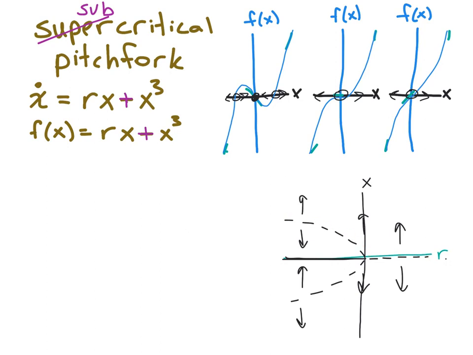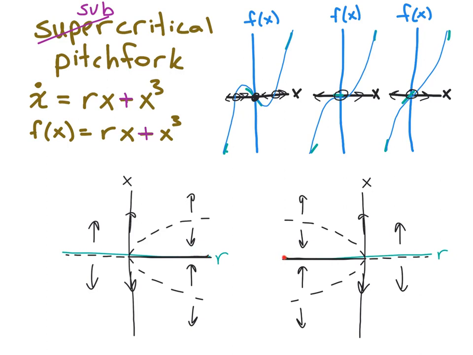What's different now is that previously, when we had a minus sign, the new states were born in this direction and they were born stable. Now, with the plus sign, the new states are being born in this direction and they're being born unstable. When these new states are unstable, we call the bifurcation subcritical.